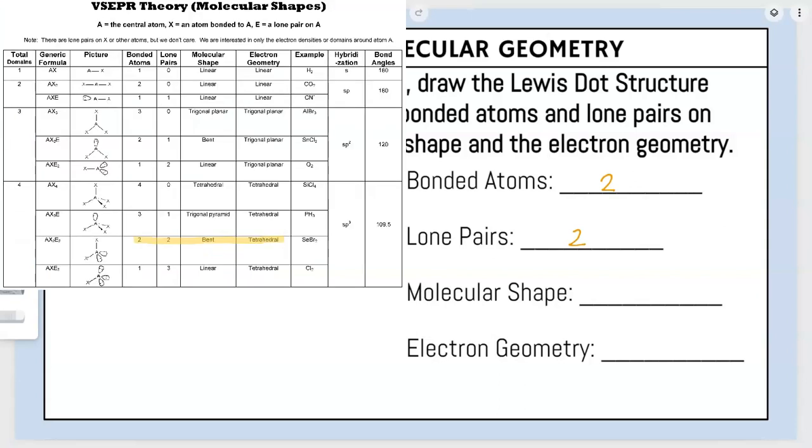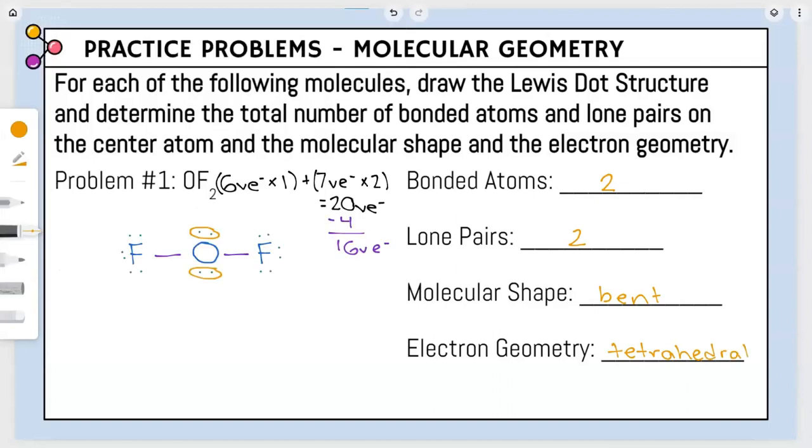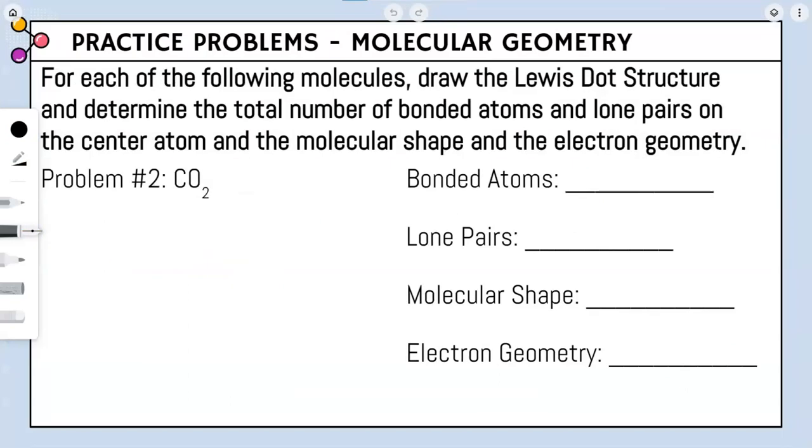Now we have to look at our VSEPR theory chart. Finding the row that says 2 bonded atoms and 2 lone pairs, our molecular shape is bent, and our electron geometry is tetrahedral. And that is our answer for problem number 1. So let's go ahead and move on to problem number 2.